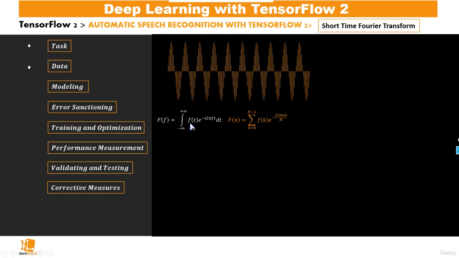Here we have f of t, here f of k, e to the negative i 2 pi n k divided by n.